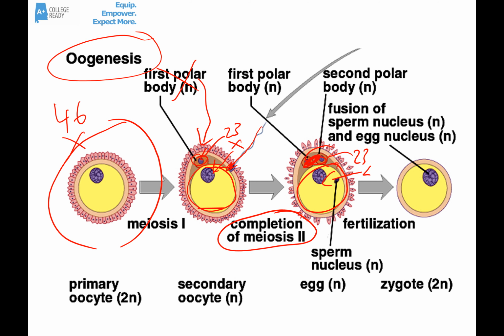All these polar bodies die. Their job is to essentially get rid of the extra genetic material so that the functional egg only ends up with 23 single-stranded chromosomes. After all that, the nucleus from the sperm and the nucleus from the egg combine during fertilization, and we end up with a diploid zygote, which will then do mitosis to become an adult organism.